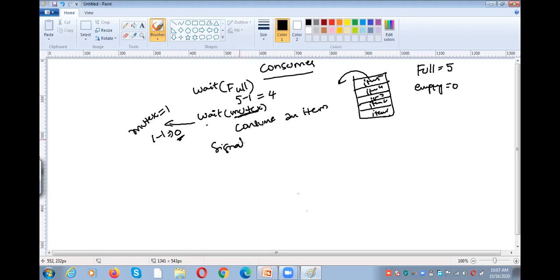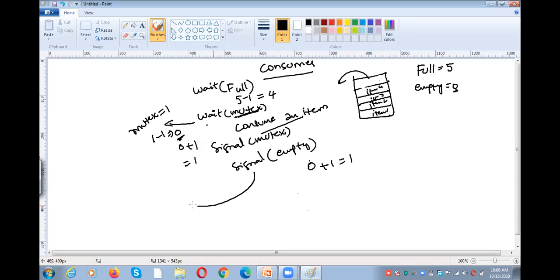And then signal of mutex. What is signal of mutex? 0 plus 1, that is 1. And then what does it have to perform? Signal of empty. That means if you consume an item, you have removed an item from the buffer. Consuming means removing an item from the buffer. How many empty places are there? 1. So empty will be incremented. Initially it was 0. Now you are consuming one item, so there is an empty slot. So empty becomes 1.